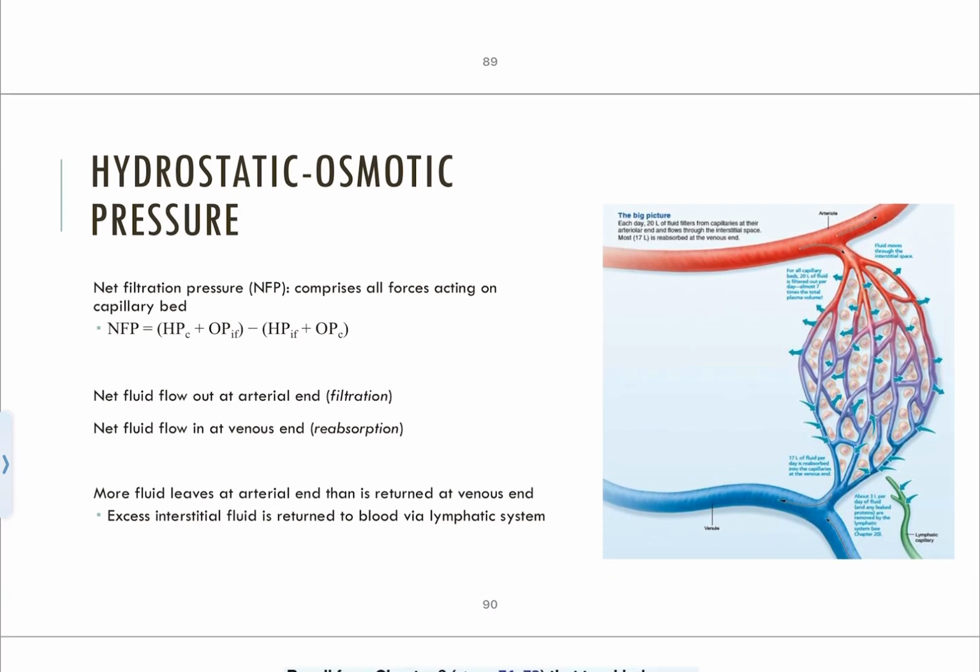So in order to calculate our net filtration pressure, we have to take into account all 4 of these forces that are acting on the capillary bed. So our net filtration pressure, NFP, is basically the force pulling fluid out minus the force pulling things in. And if you can imagine, our goal is to push fluid out. Our pull out forces, which are these two, have to be greater than our pull in forces, which are these two, in order to continually push fluid out.